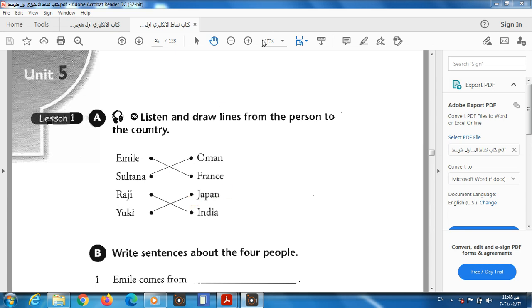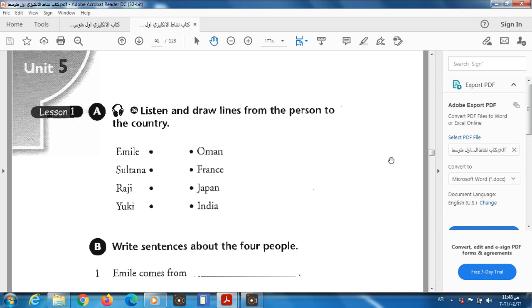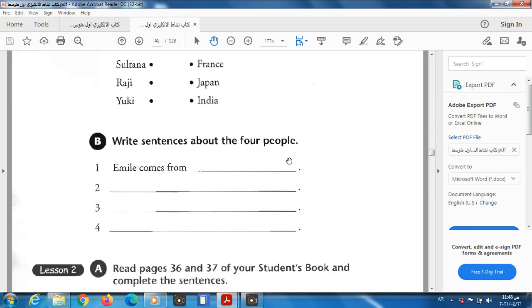Now move to exercise B. Write sentences about the four people. اكتب جمل about the four people. 4 أشخاص. People means أشخاص. For example, Emil comes from. أنا قلت لازم الفعل يأخذ اس الشخص الثالث. comes from أصله من أو جاء يأتي من يقصد من دولة.